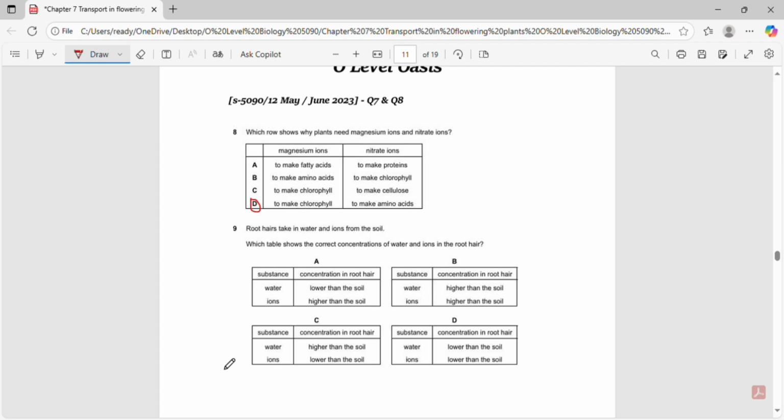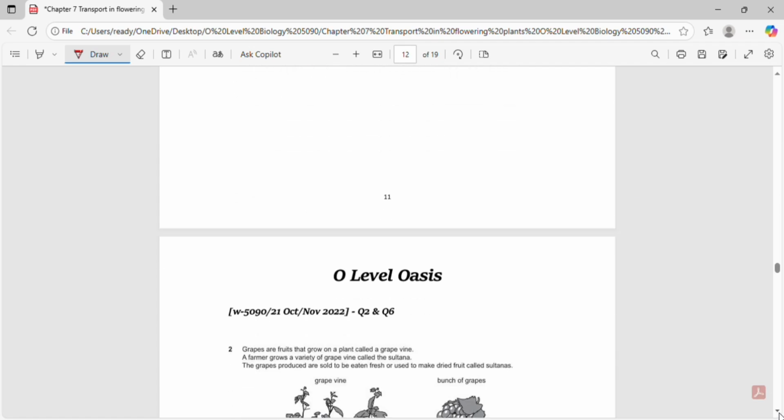Then we have another multiple choice question. Root hairs take in water and ions from the soil. Which table shows the correct concentrations of water and ions in the root hair? And, out of all these options, the correct answer is A. Water enters by osmosis, so the concentration of water in the root hair must be lower than in the soil. Ions enter by active transport, so their concentration is higher inside the root hair than in the soil.